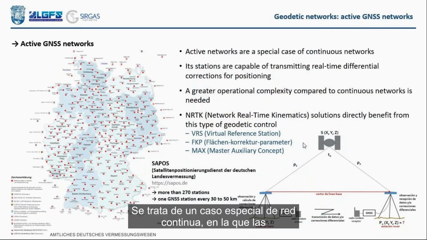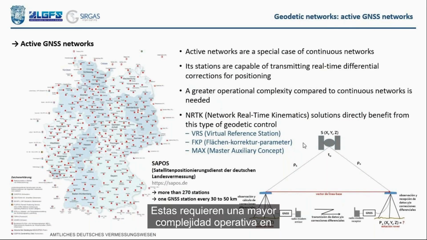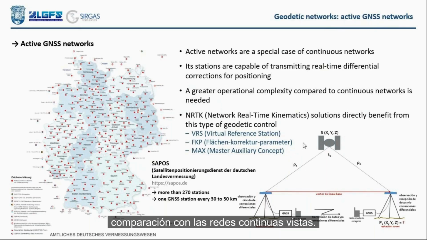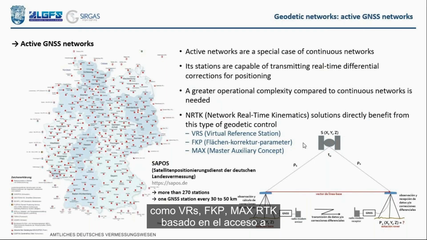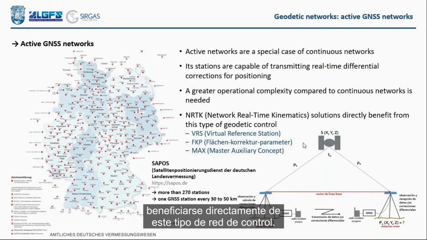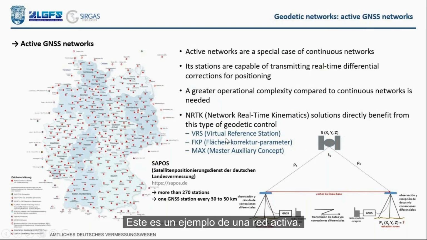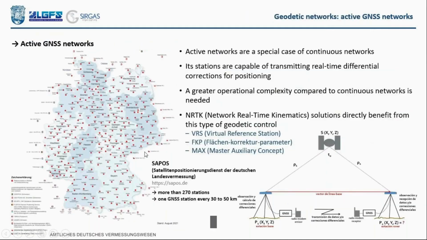This is a special case of continuous network where stations are capable of transmitting real-time differential correction for positioning, requiring, I think, a greater operational complexity compared to the continuous network. RTK solutions like VRS, FKP, MAX, RTK based on NAV32 benefit directly from this kind of control network. This is an example of an active network, the SAPOS in Germany.